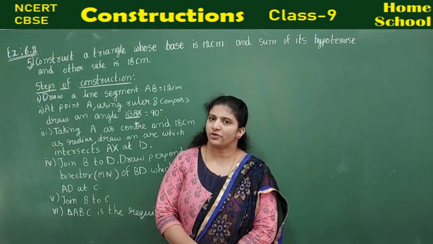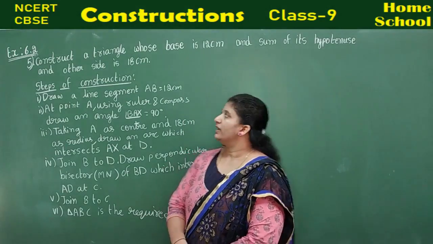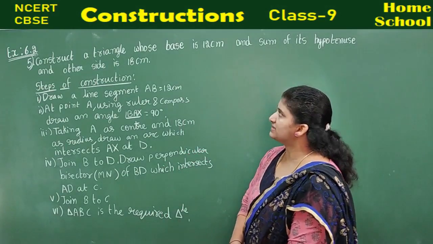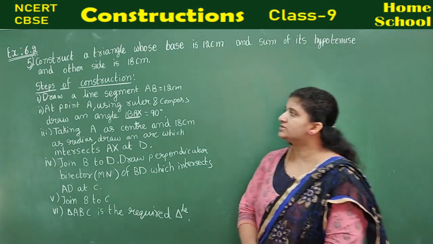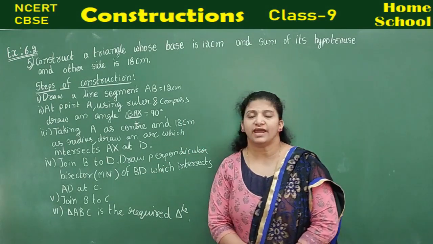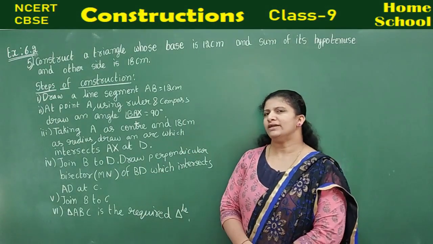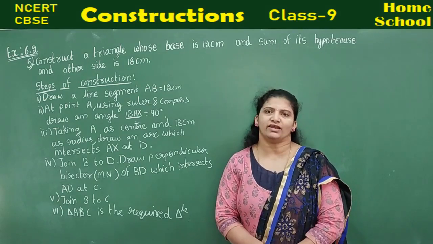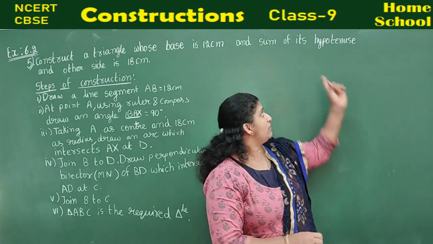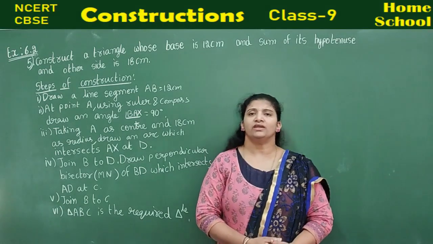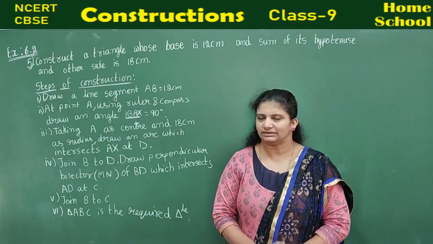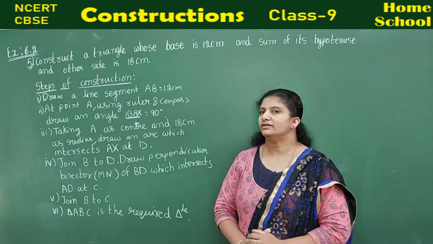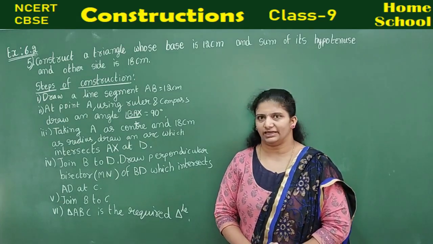Let's see the last problem. Fifth problem. Construct a triangle whose base is 12 centimeters and the sum of its hypotenuse and other side is 18 centimeters. Try to understand here, some word you need to identify. What is that word? Hypotenuse. Where do you hear this word hypotenuse? In a right angled triangle. Okay, I think this is a right angled triangle.